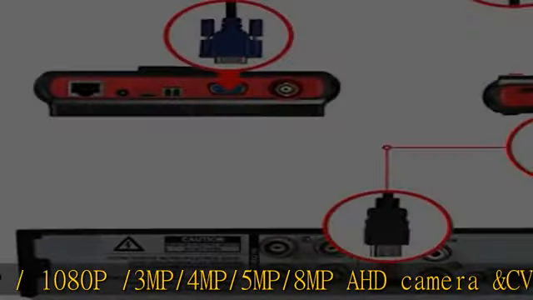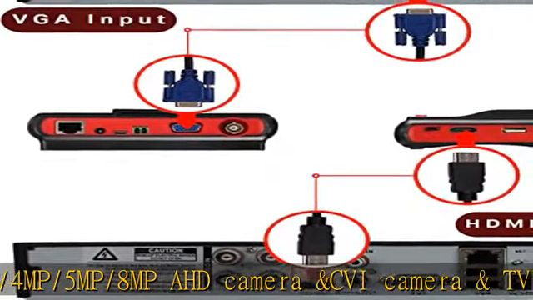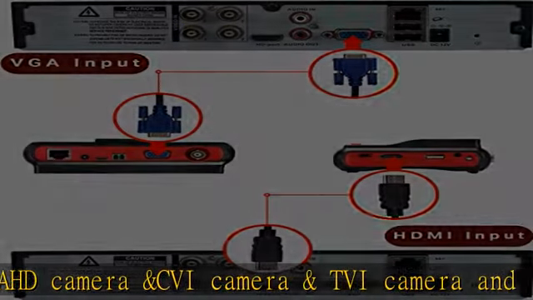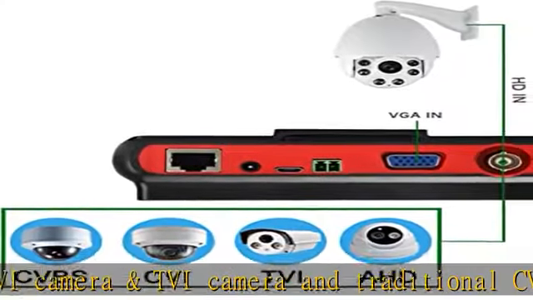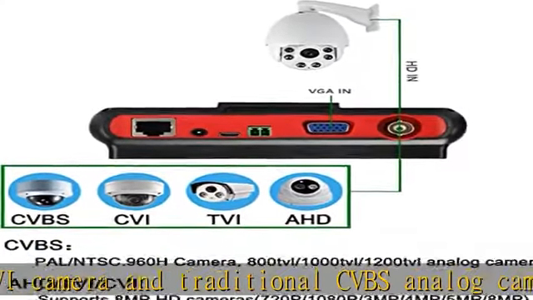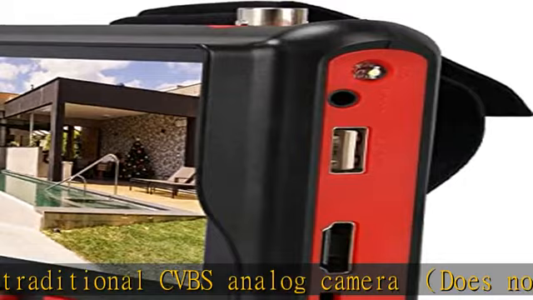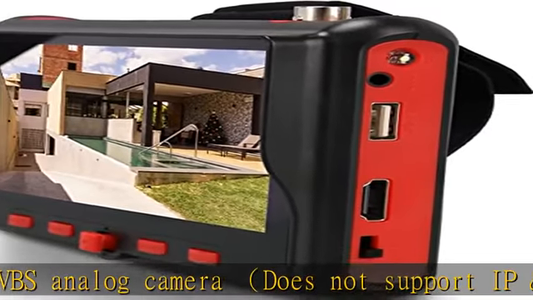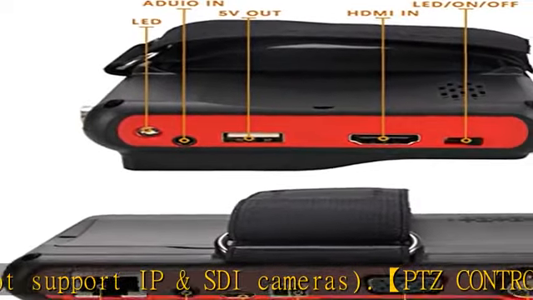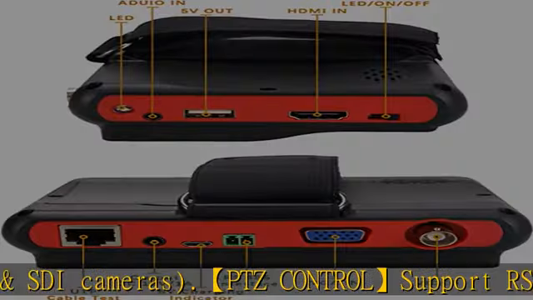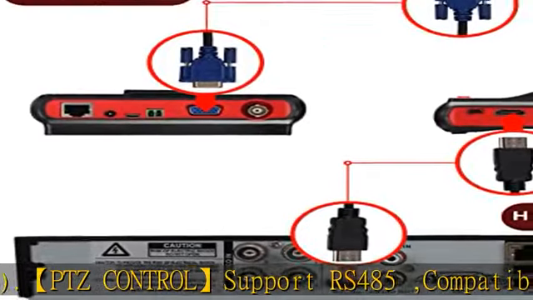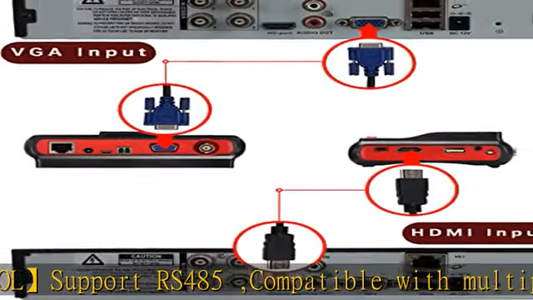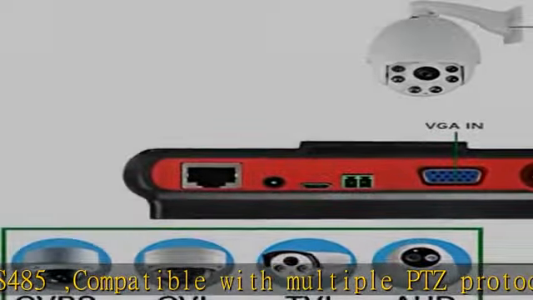cameras. PTZ control supports RS-485, compatible with multiple PTZ protocols, PELCO-D/PELCO-P, baud rate 2400, 4800, 9600, 19200 optional. Zoom in/out the lens, adjust the focus, aperture, and set PTZ continuous rotate test.